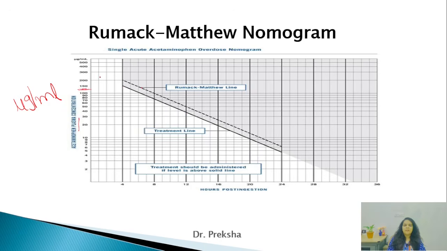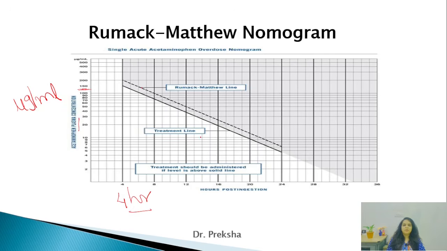Now, if the plasma concentration of the patient is above this treatment line, meaning if it is more than 150 microgram per ml at the time of 4 hours, then it indicates that there is a risk of hepatotoxicity and you have to immediately start N-acetylcysteine. So, if the plasma concentration of the drug is on or above the treatment line, then you have to immediately start N-acetylcysteine, and this you have to plot at least about 4 hours post ingestion.